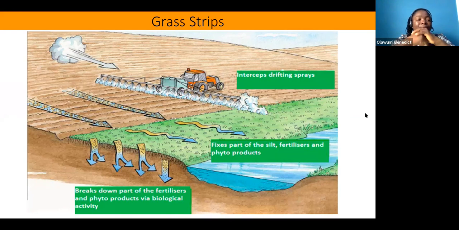Now it serves as a forage and construction material resource, which is very important because then we have environments where other elements can actually thrive. It's also part of the soil fertilizer and phyto product. These are some of the importance of planting grass strips before the water bodies around our farm.